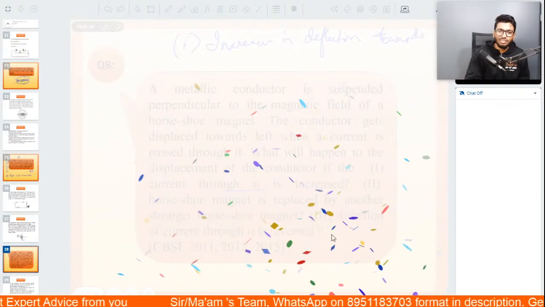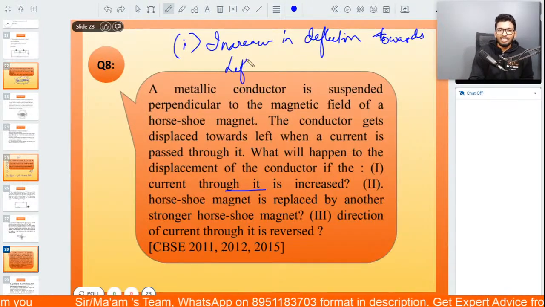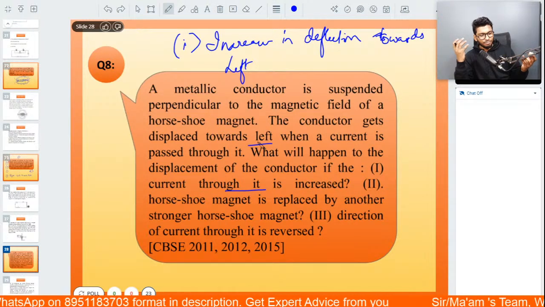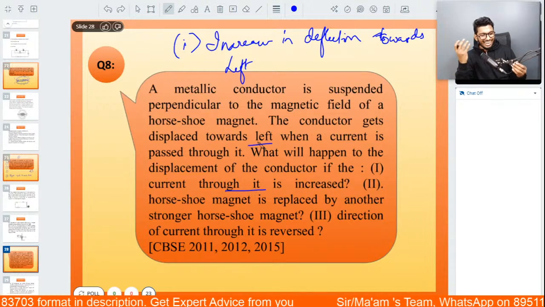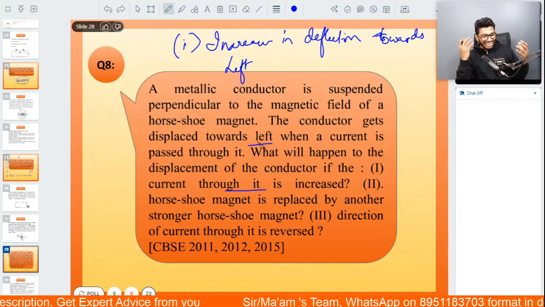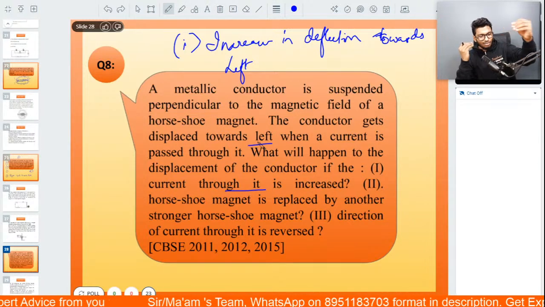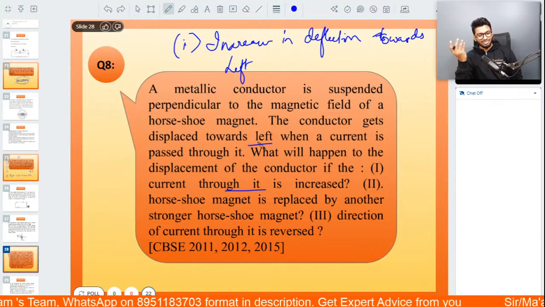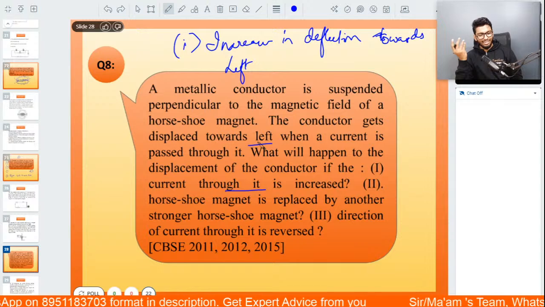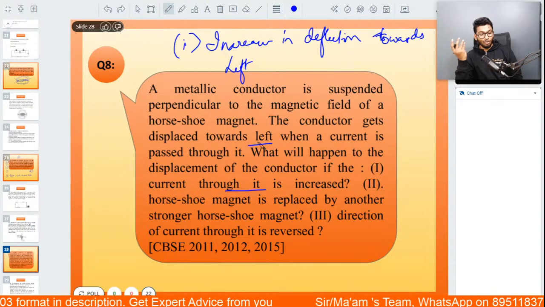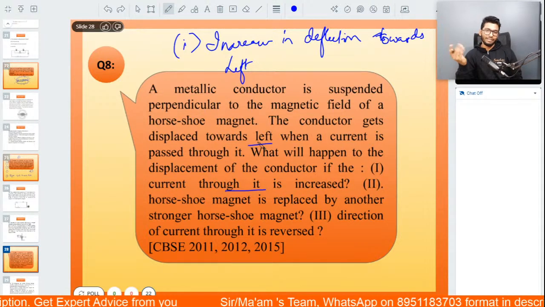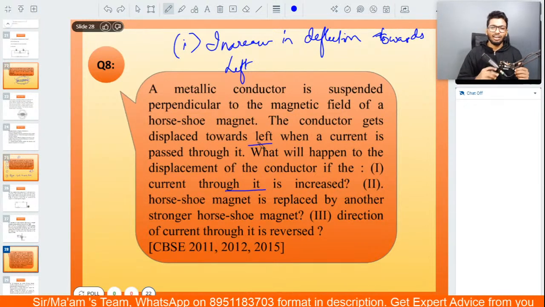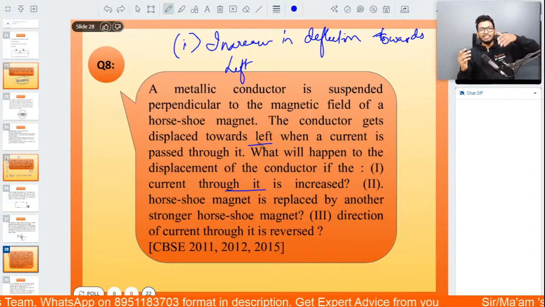It's going to be towards the left itself, because initially it's going towards the left. Why would the direction change? You are not changing the direction of current. All you're doing is increasing the current flowing through it. All right, that's the first one. It's going to go towards the left itself, but there'll be greater deflection.